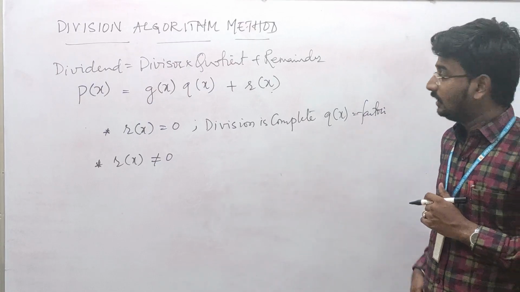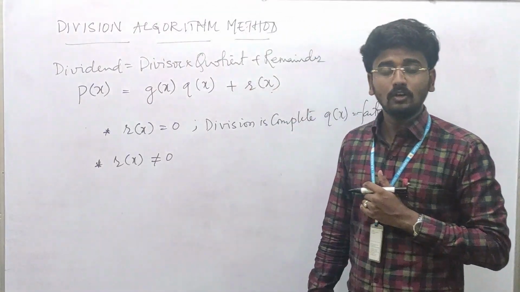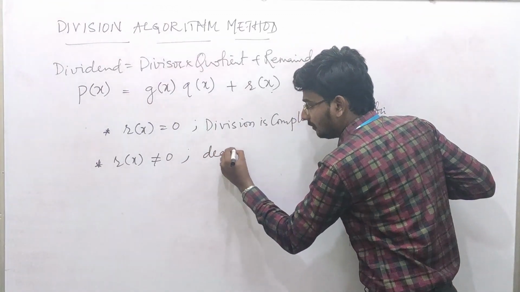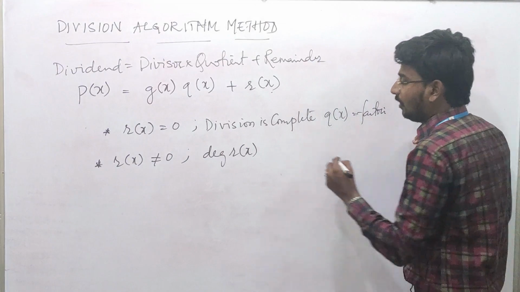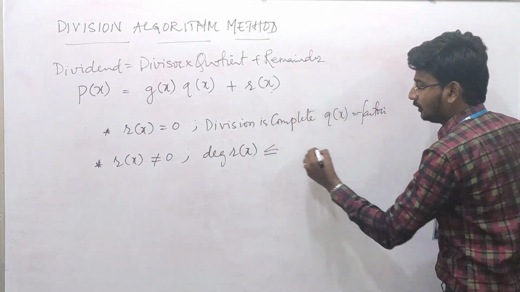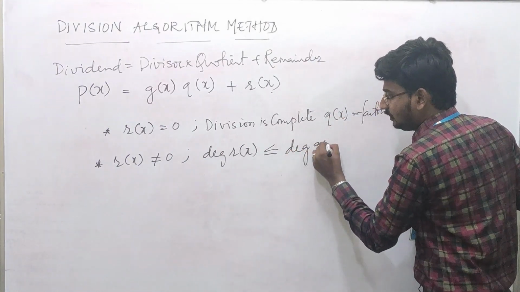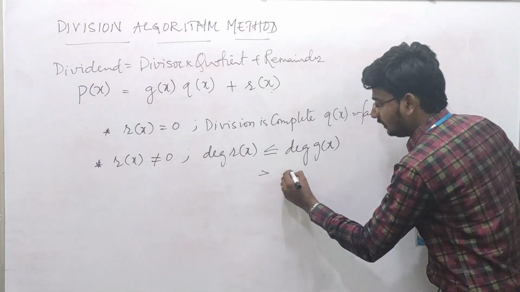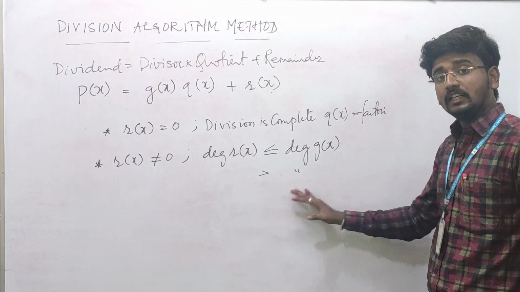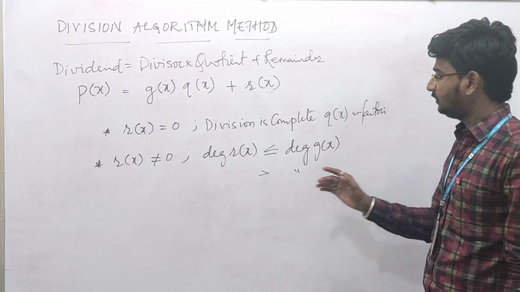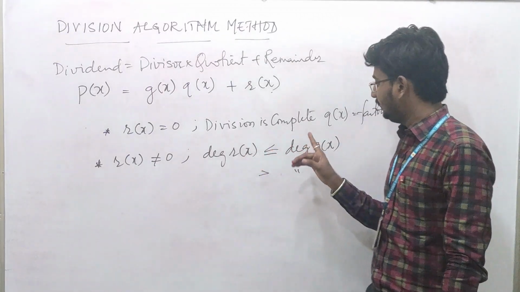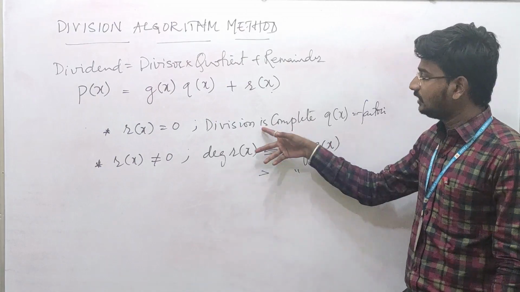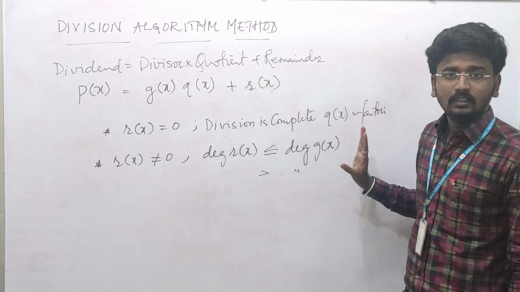Okay. Now if remainder r of x is not equal to 0, then remember the degree of remainder should always be less than the degree of g of x. If the degree of r of x is greater than or equal to the degree of g of x, then continue the division process until the degree of remainder is less than the degree of divisor g of x. So these are the two conditions you must remember.